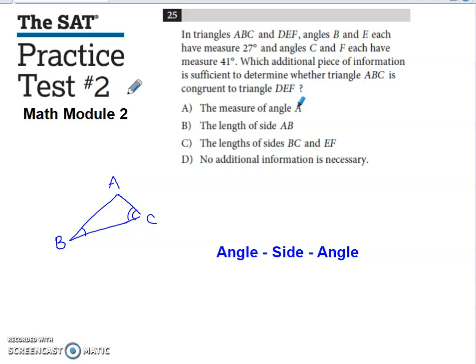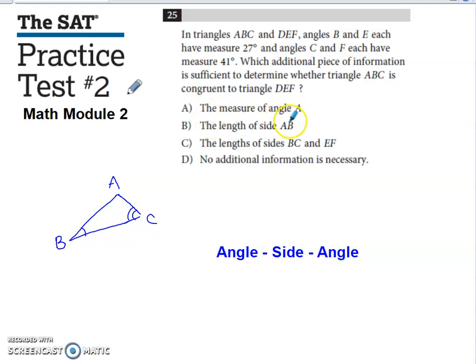But we could have one of those triangles really tiny, one of those triangles really large, that all have the same angle measures. So we don't need to know the measure of angle A to determine if they are congruent. That doesn't provide us with any more insight as to whether or not that is the case.